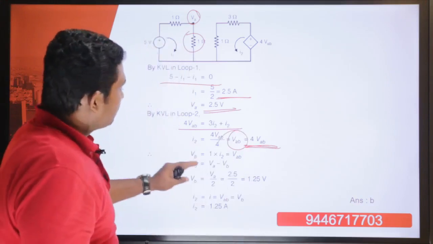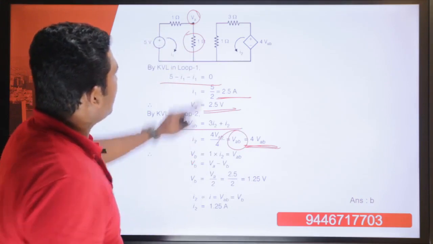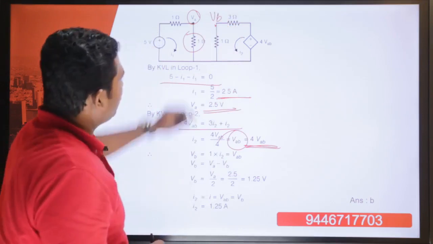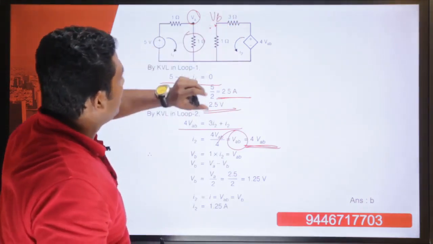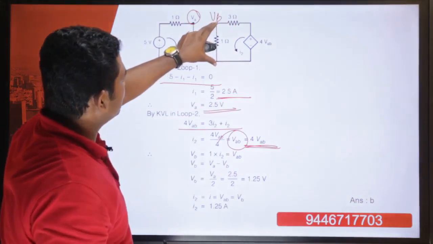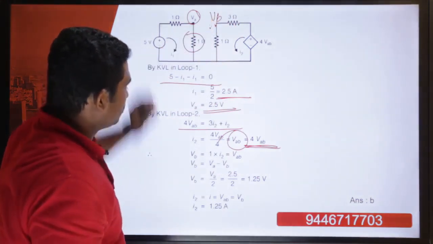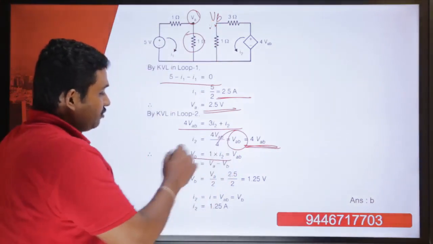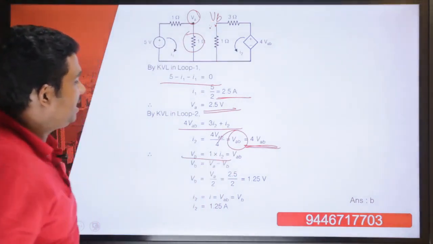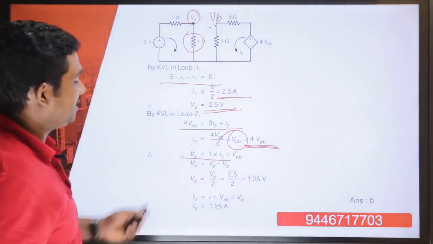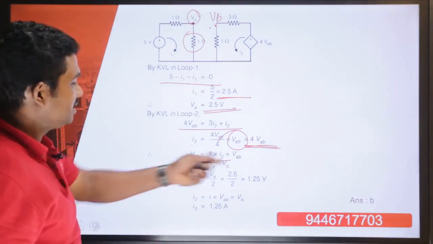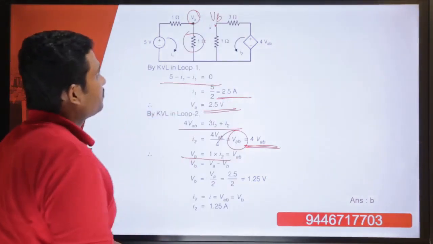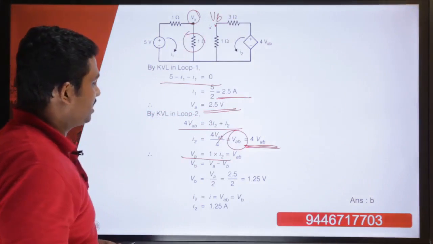Now, what is VB? VB is the voltage at this point. VB is equal to 1 into I2. So we can put it like VB is equal to 1 into I2. And then what is VAB? It is VA minus VB, the voltage difference between A and B. So it becomes VA minus VB.